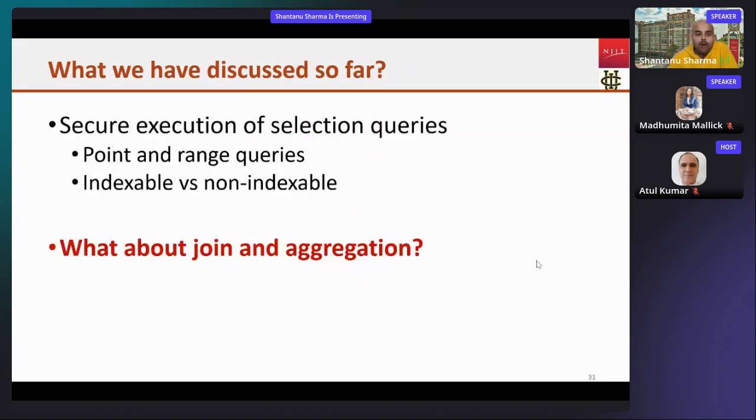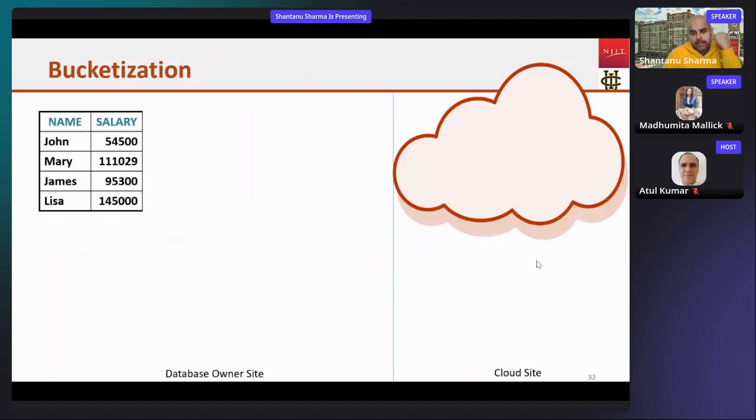So until now, I have, at a very high level, figured out which point queries we can execute using searchable encryption techniques, and there is a way to do this using indexable techniques, and we can also execute range queries using order preserving encryption techniques. There are two queries I left: join and aggregation queries.